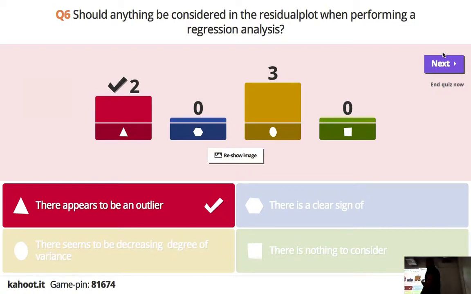Okay, so there seems to be a decreasing degree of variance. Let's have a look with our new feature, reshow image. Let's have a look.